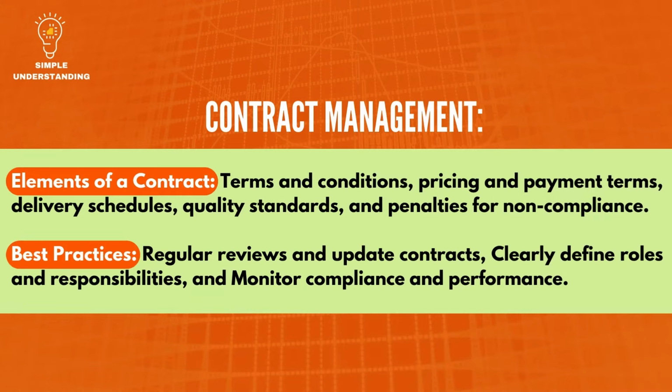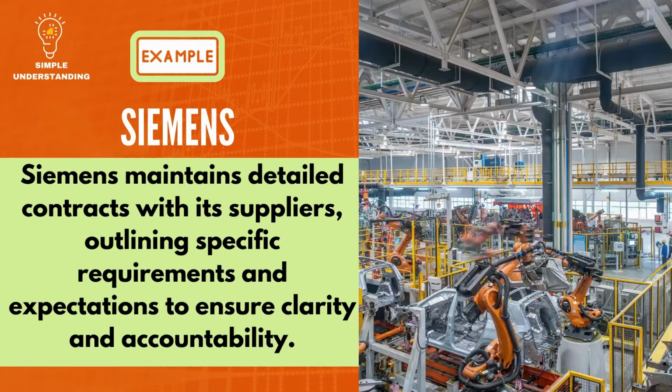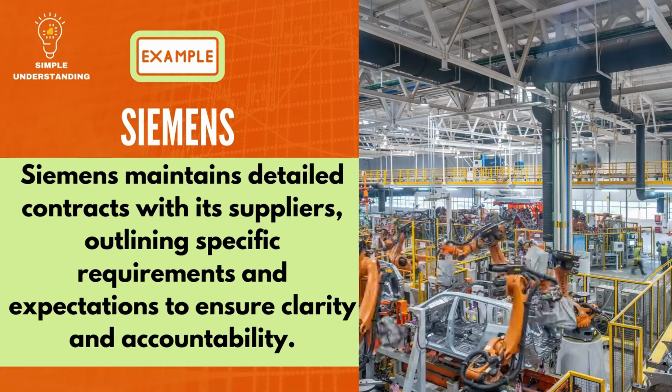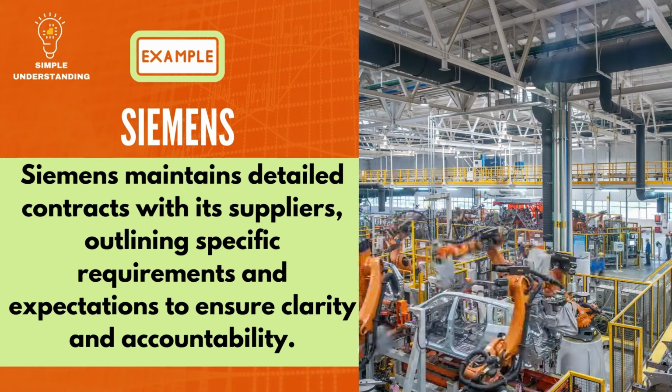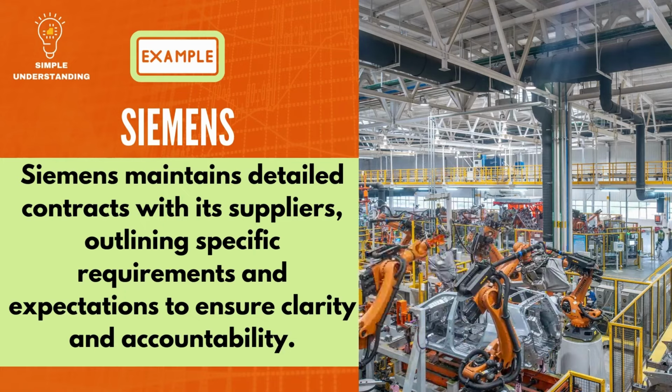5. Contract management. Elements of a contract. Terms and conditions. Pricing and payment terms. Delivery schedules. Quality standards. Penalties for non-compliance. Best practices. Regularly review and update contracts. Clearly define roles and responsibilities. Monitor compliance and performance. Example: Siemens. Siemens maintains detailed contracts with its suppliers, outlining specific requirements and expectations to ensure clarity and accountability.